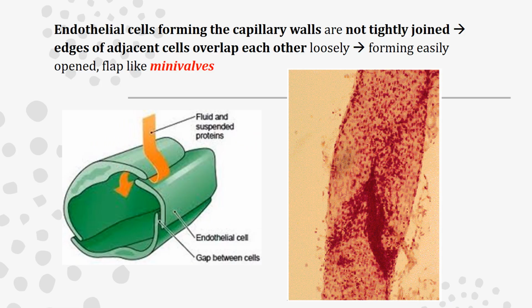So this is another image which shows you the arrangement of these cells within the capillaries, and you can see that there is always a gap between two cells because they are not tightly joined. The adjacent cells overlap each other very loosely, forming what we know as the mini valves. So here you can actually see a mini valve in the histology image of the capillary.